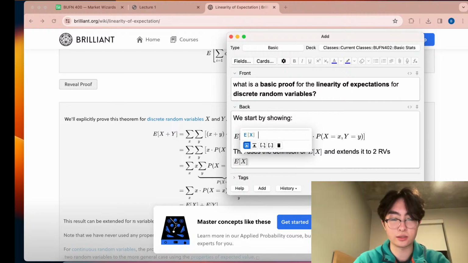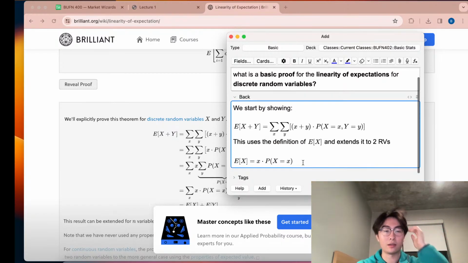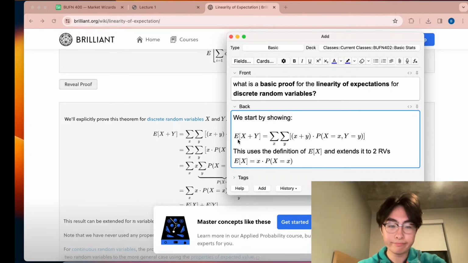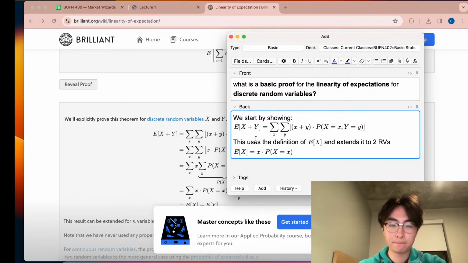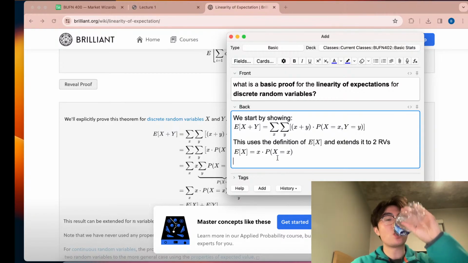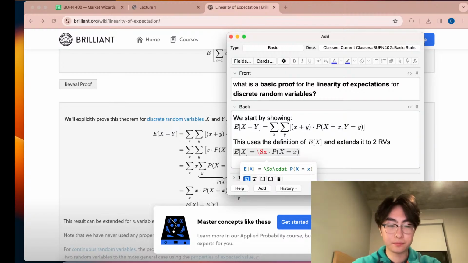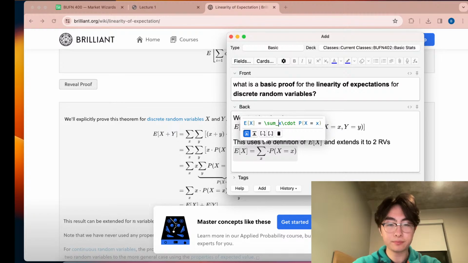I think what would be helpful is we show that the expectation of X is simply equal to the sum over all x of x times the probability of X equal to x. So this is what the expectation is, in mathematical terms.